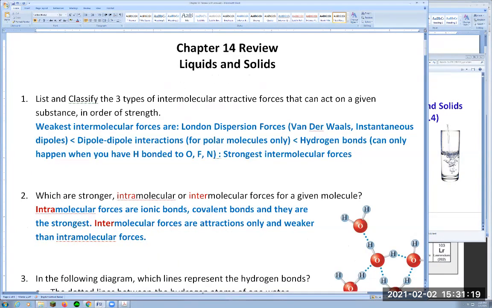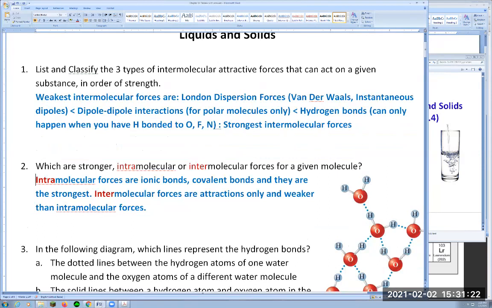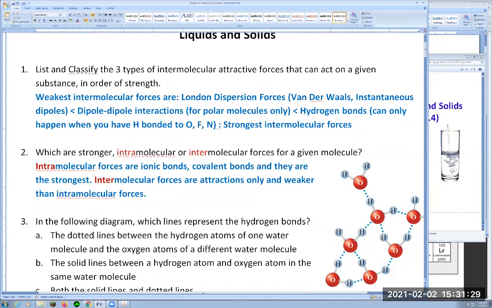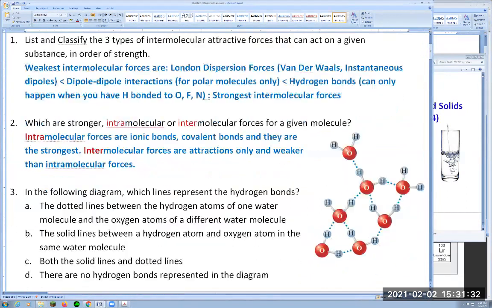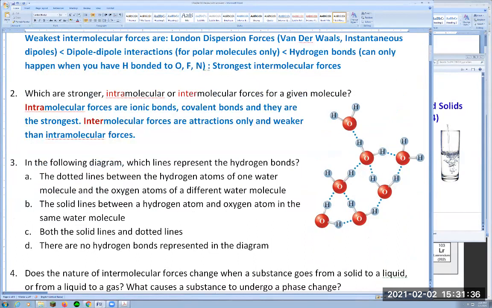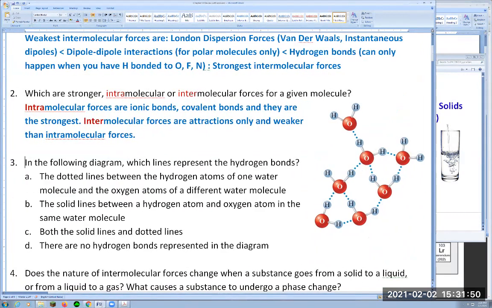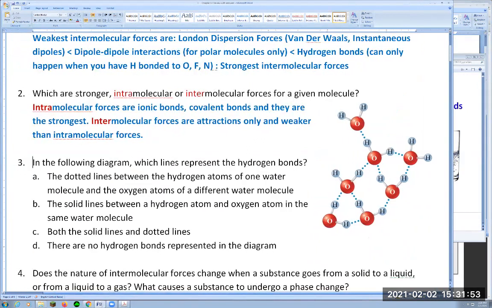So let's look at the diagram here on the right. It's asking, in the following diagram, which lines represent the hydrogen bonds? You see these are molecules of water. We have one oxygen and two hydrogens bonded to that oxygen. And then we have intermolecular attractive forces. And so the question is, which lines or dots represent the hydrogen bonds?